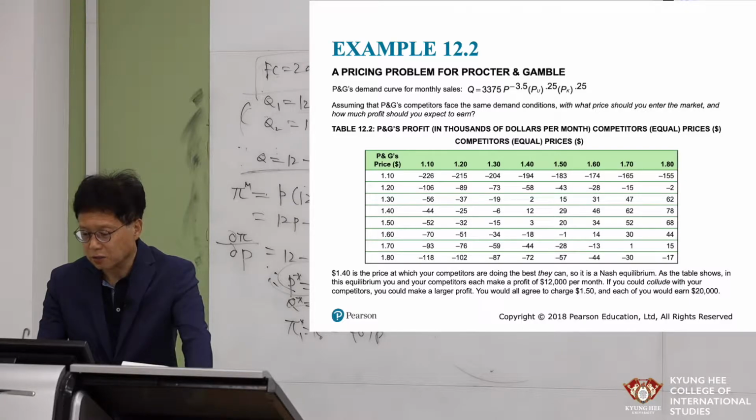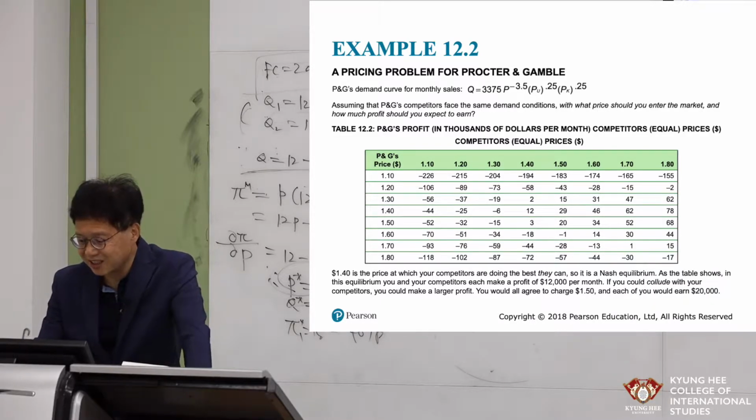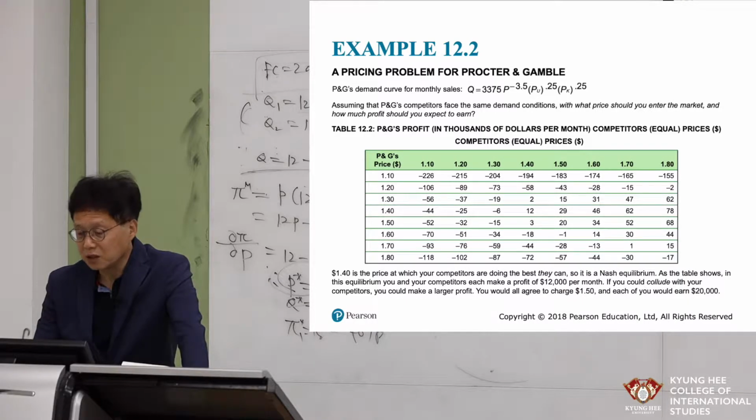Next, if the competitor sets its price at $1.40, then P&G's best response is $1.40, right? If the competitive firm sets its price at $1.60, then the best strategy for P&G is to set its price at $1.40 again. Same thing happens when competitors set their price at $1.70 or $1.50. Simply speaking, the dominant strategy for P&G is to set its price at $1.40. Okay? We can see this.